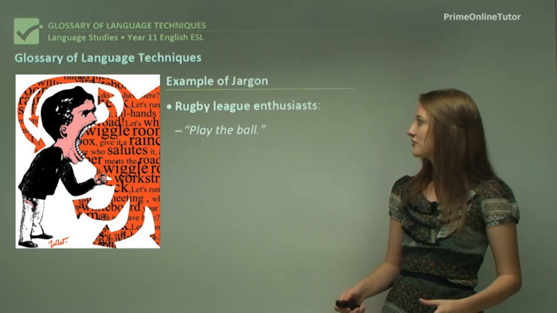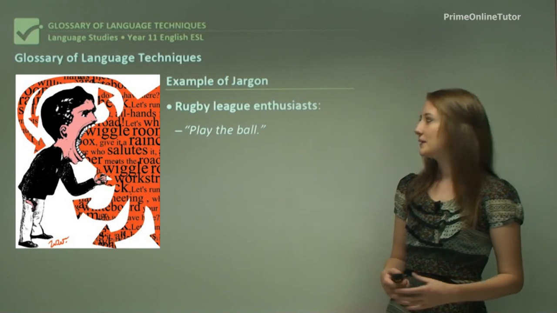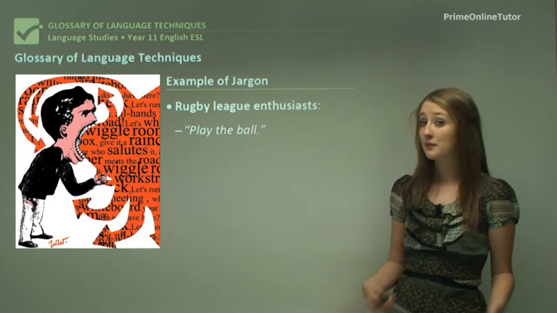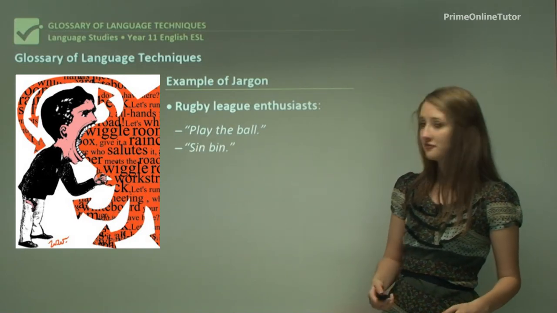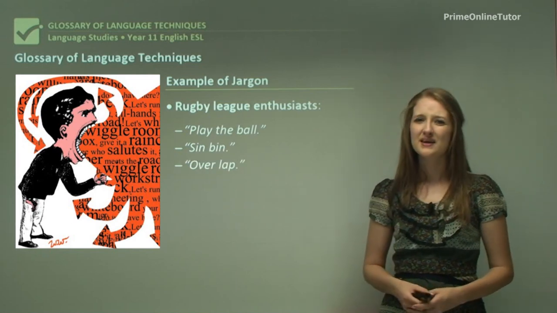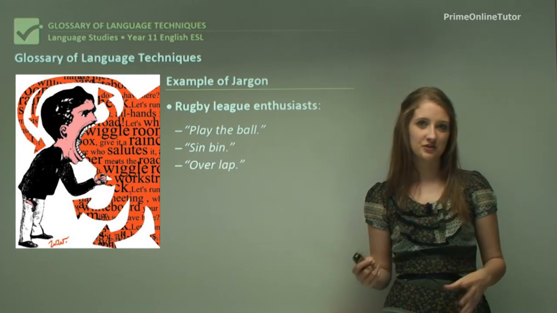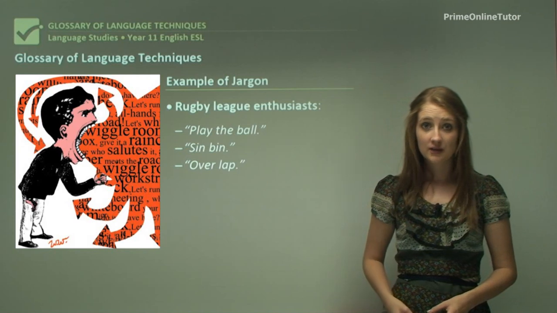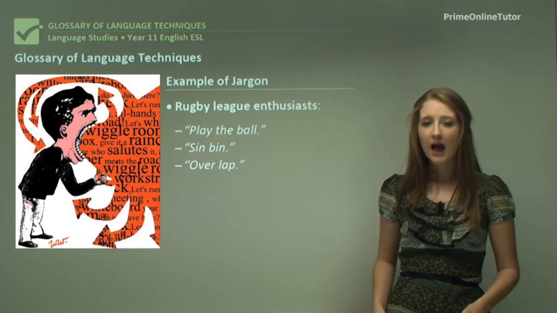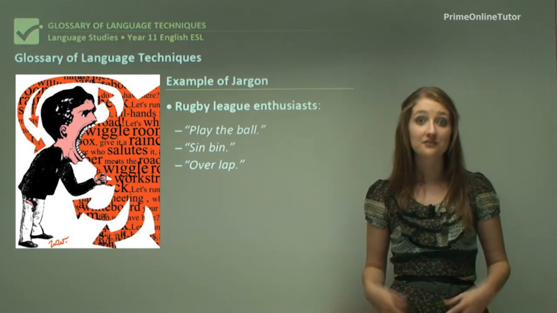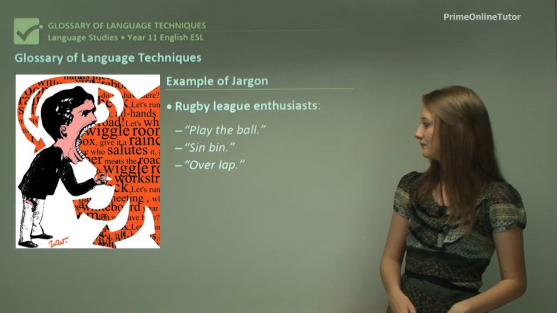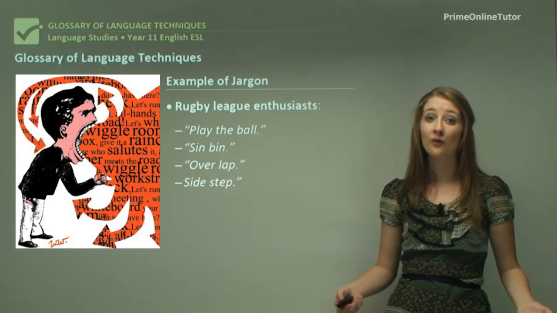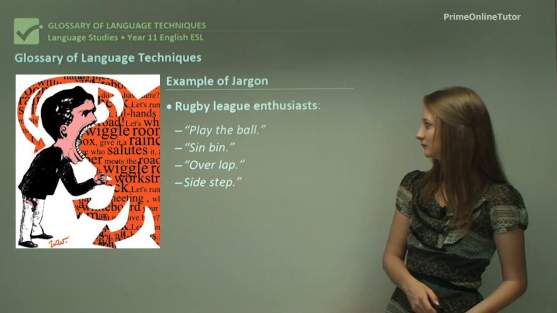If we take a look at some examples of jargon, a rugby league enthusiast might use terms like play the ball, sin bin, or overlap. Now these are words that a person who wasn't particularly interested in rugby league wouldn't understand. However, someone who's a rugby league enthusiast can really associate with them. Sidestep. These are all examples of this type of technique.